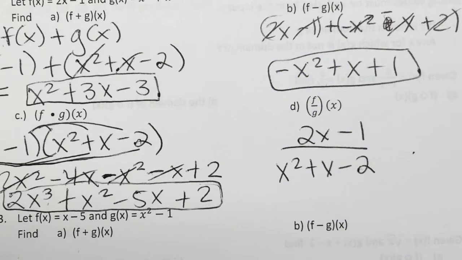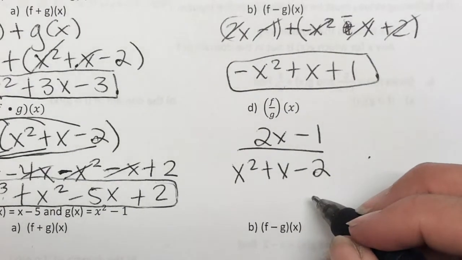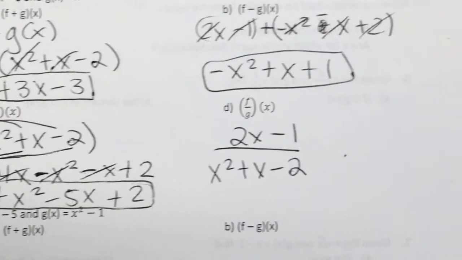We can't really simplify this. But what do we need to check for? The bottom, right? We can't have what in the bottom? 0. So what do we need to do to find out when the denominator would be 0?